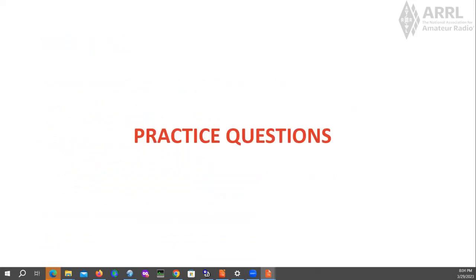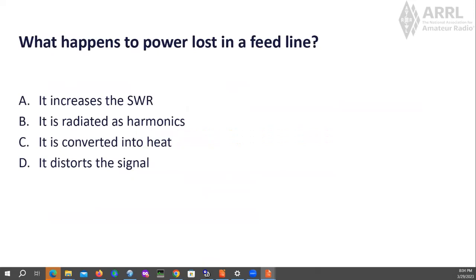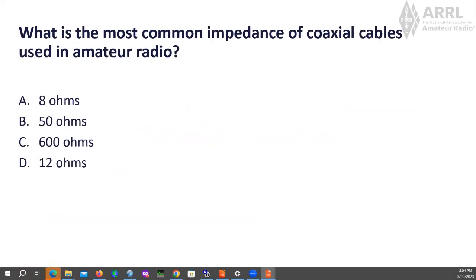Now, back into questions. What happens to power lost in a feed line? And the answer is, it is converted into heat, C. What is the most common impedance of coaxial cable used in amateur radio? B, 50 ohms.